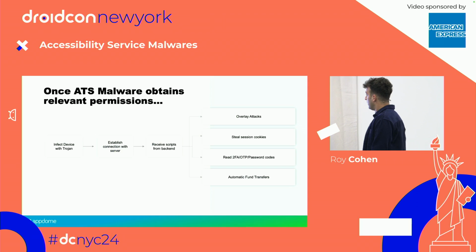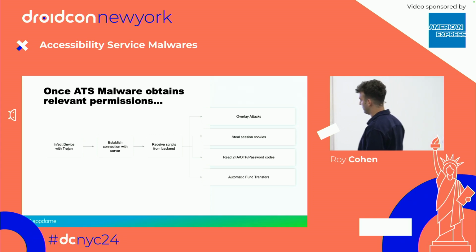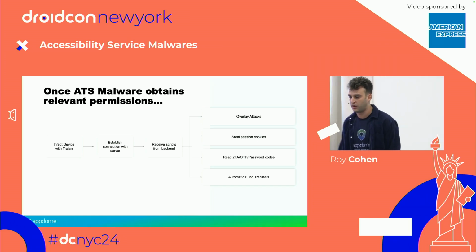Yeah. So once the ATS malware obtains the relevant permissions, it infects the device with the Trojan. It establishes the connection with the server, receives the scripts from the backend, which we will discuss later, and then it can just perform all of those attacks, the overlay attacks, stealing session cookies, and automatic fund transfer, which is what we just saw.